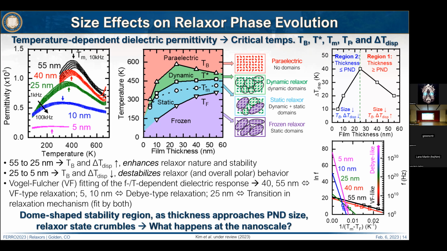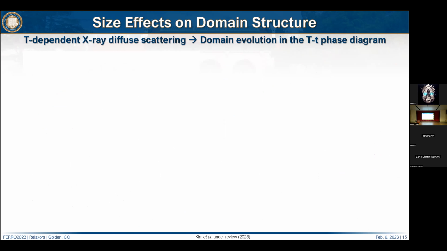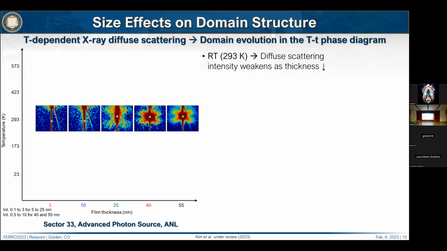Okay, so there's something like a dome-shaped instability region for the relaxor behavior. But what we see is that as the thickness approaches the polar domain size, this relaxor state starts to crumble. That's perhaps not too surprising. But we wanted to try to understand a bit more at the nanoscale how this was happening. All right, so again, we did these temperature-dependent X-ray diffraction experiments to pull out information about the domain structures in these materials. And so what I have here is temperature, and again, thickness dependence, and we'll show you the diffraction patterns that we see for these systems. So at room temperature, what we see is that as you decrease the thickness, the diffuse scattering weakens.